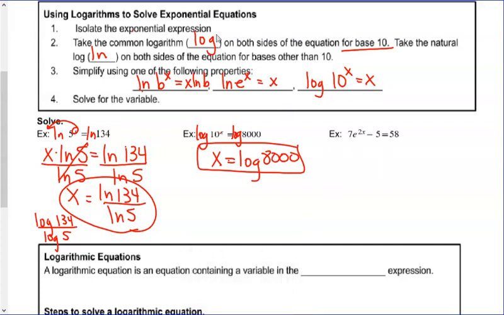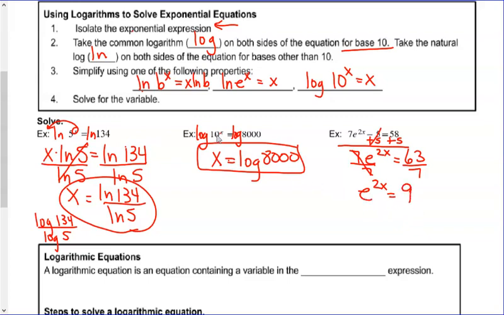Now, our third problem does not have our exponential isolated by itself. So that's where I'm going to add 5 to both sides. We did this with some absolute value equations, but this becomes 63. Then I can divide by 7 both sides. That's very nice. Get rid of that. So I have e to the 2x is equal to 9.